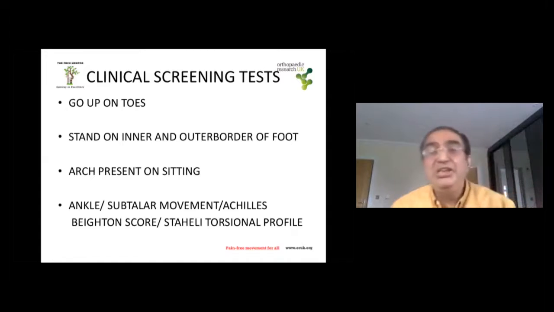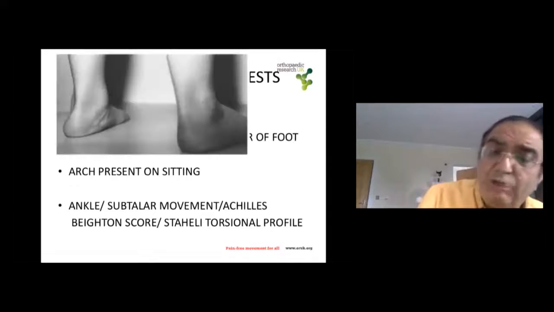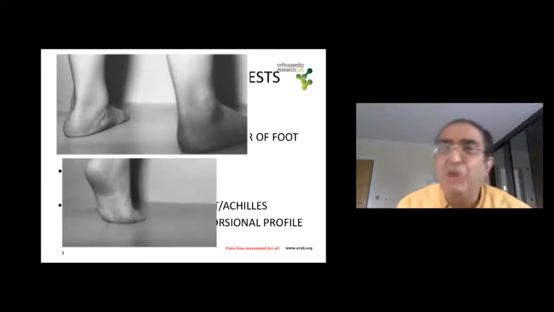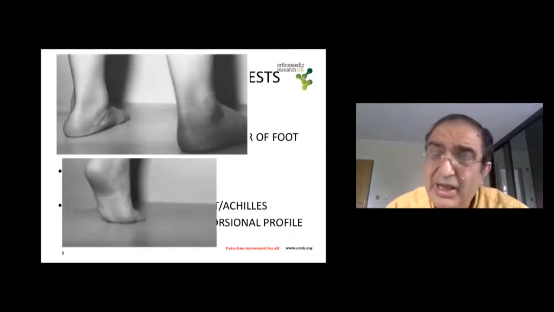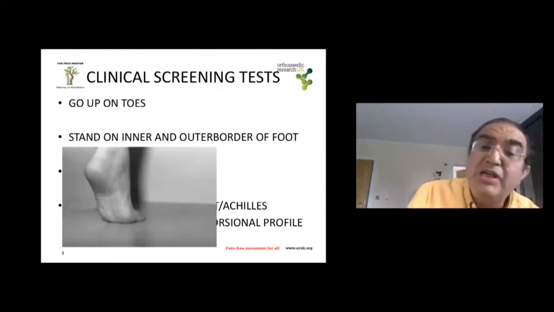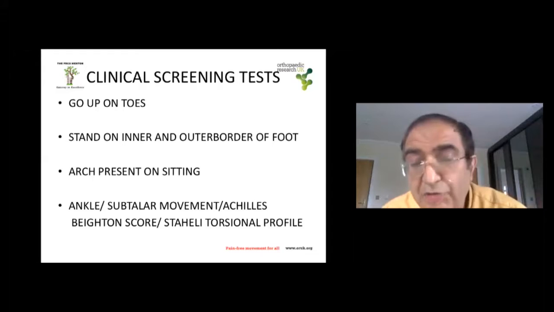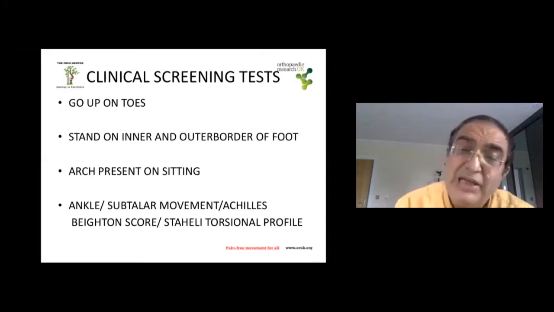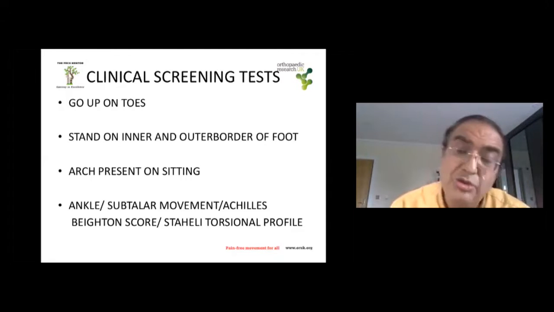So what are the screening tests? You ask the child to go up on the toes. You can see this is the flat foot, but as soon as the child goes up on the toes, the arch comes back and the heel goes into varus. So it is completely correctable. Similarly, you can ask the child to go on the inner and outer border of the foot, which means the subtalar joint is supple. And you can see when the child is sitting down, their arch is present, but when he stands, the arch goes away. That shows it's a flexible foot.